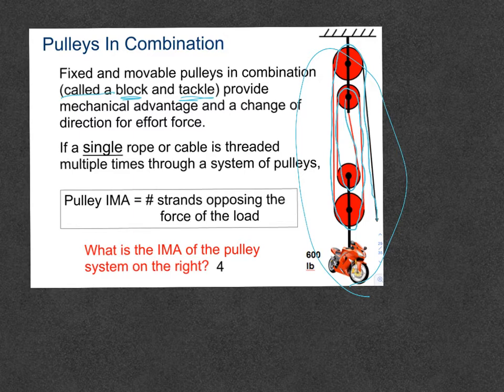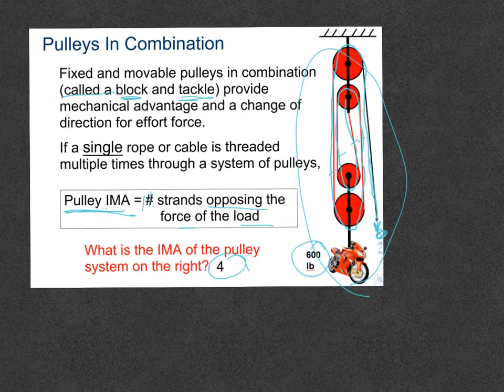If that is the case, how are you going to find the ideal mechanical advantage? The number of strands opposing the force of the load. So this one is going down, all the other ones are pushing up. You're going to count them: 1, 2, 3, 4. That's your mechanical advantage. When do we use pulleys in combination? When we want more efficiency, when we want to use less effort force to lift this up.